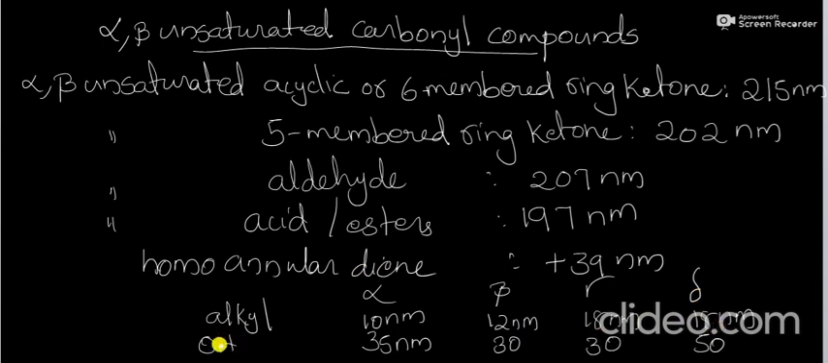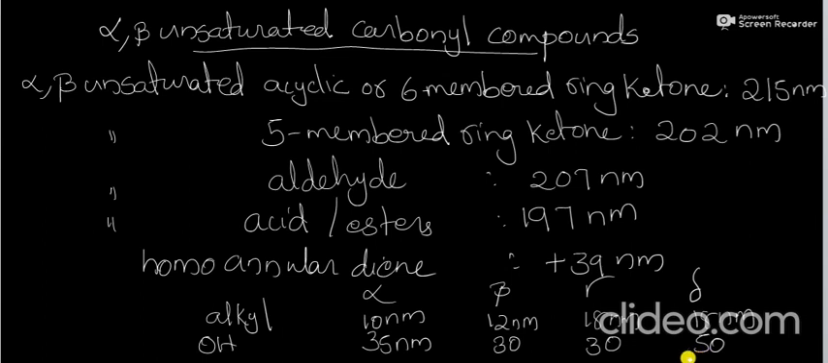Then if OH group is present at alpha position, plus 35 nanometer. At beta position, plus 30 nanometer. At gamma position, plus 30 nanometer. At delta position, plus 50 nanometer.